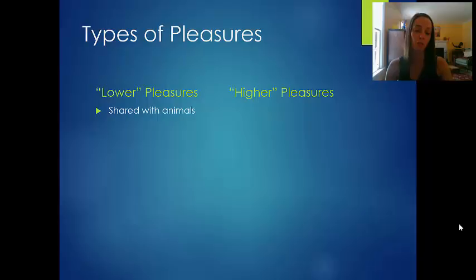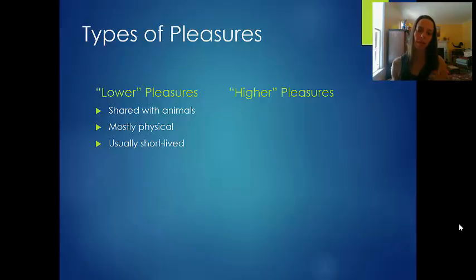So the lower pleasures are these ones that are shared with animals, and they're mostly physical. So eating a delicious meal, getting a good night's sleep, and of course sexual pleasure would all fall into this category of pleasures that both human beings and other animals can experience and enjoy. These are usually short-lived. What I mean by that is the pleasure that you get from these experiences doesn't stay with you for a long time and doesn't help perpetuate similar pleasures in the future. It's an isolated incident, and once that pleasurable experience is over, the effects kind of fade away.